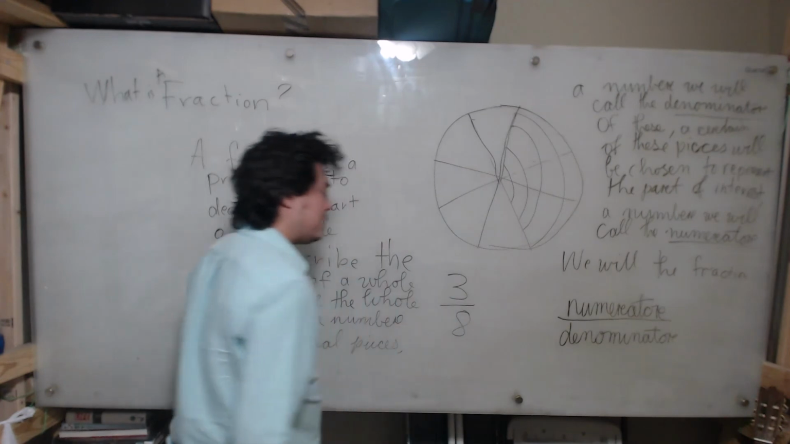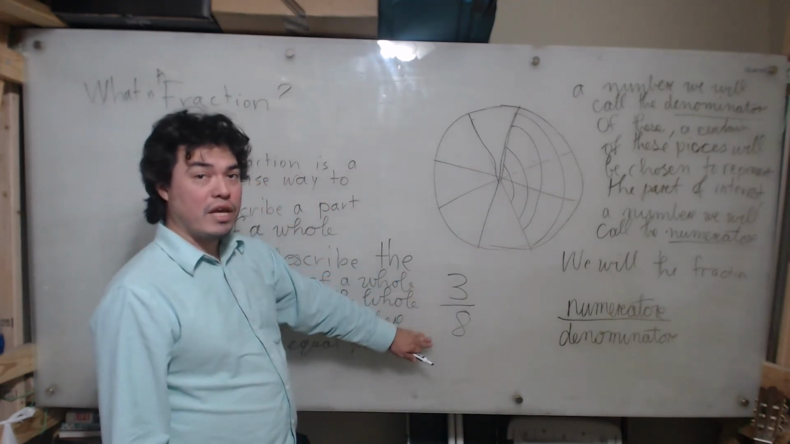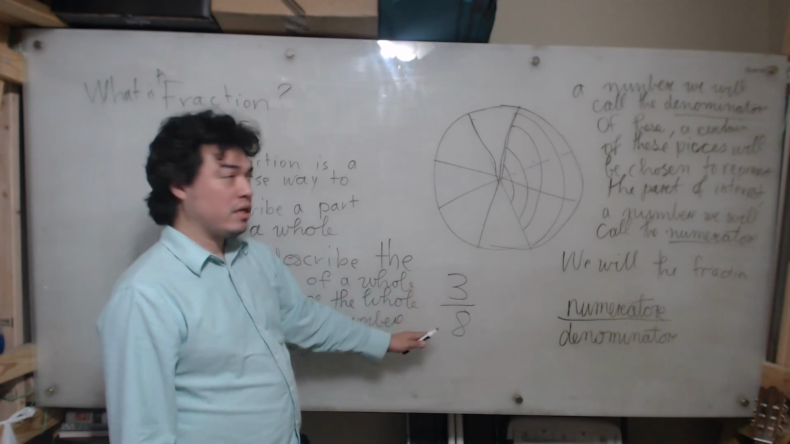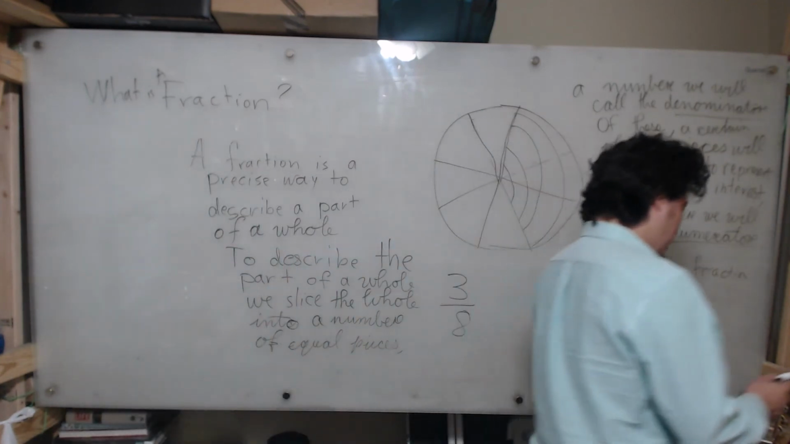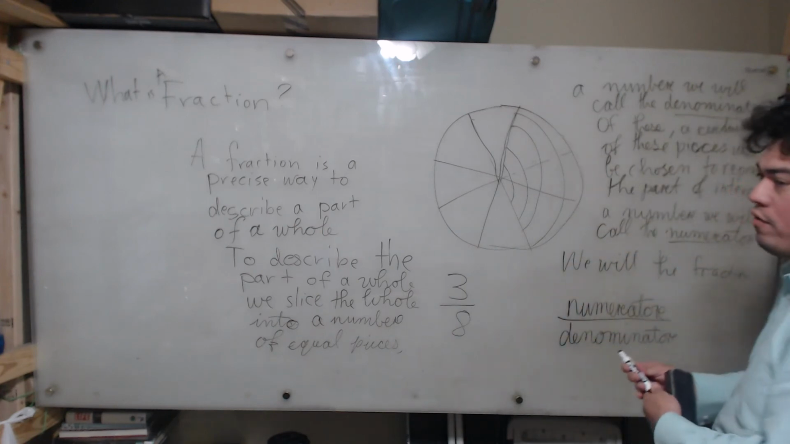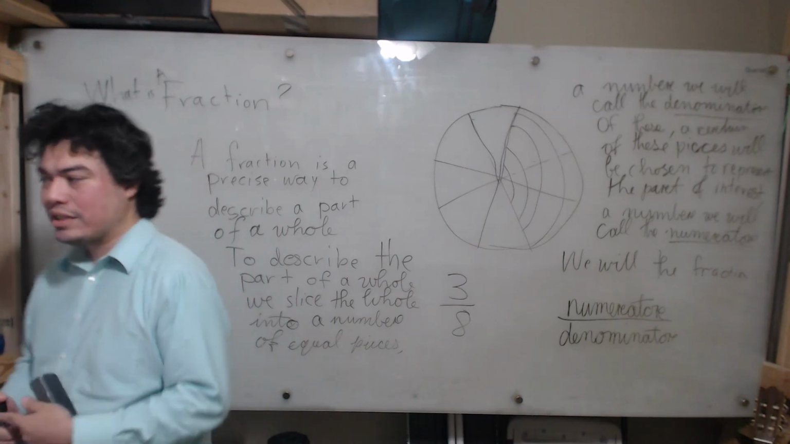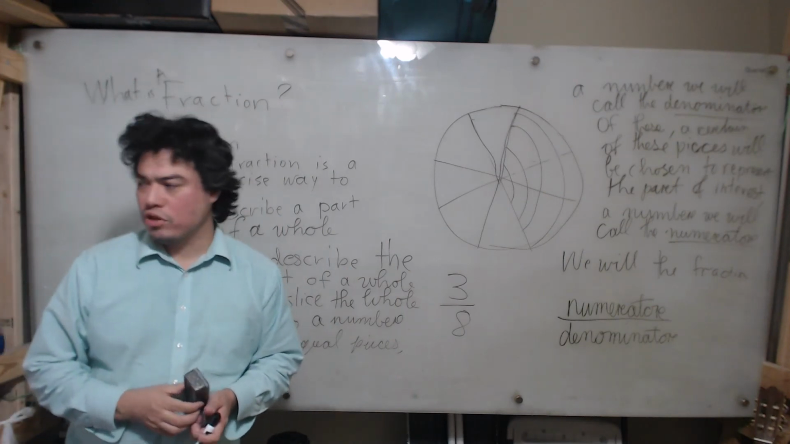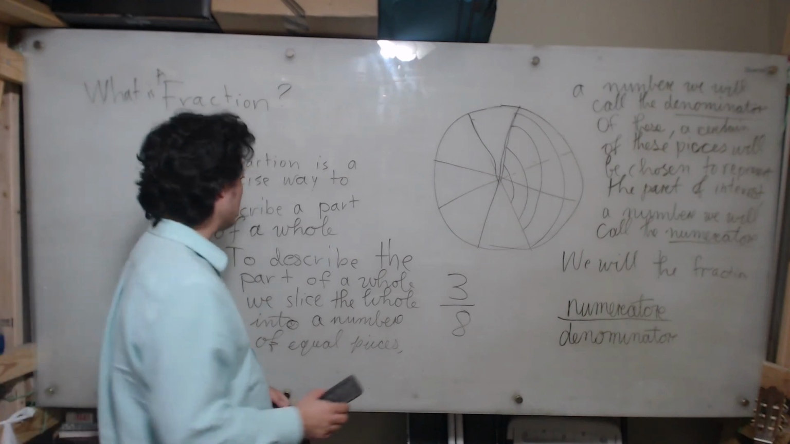But here you can see that we're going to choose 3 out of the 8 slices, or 3/8 of the pizza. And that will be our definition of what a fraction is. It's a working definition. It's not an entirely precise definition, but it's good enough to start learning. And anyway, I'm going to shut up now before I talk too much. Okay.